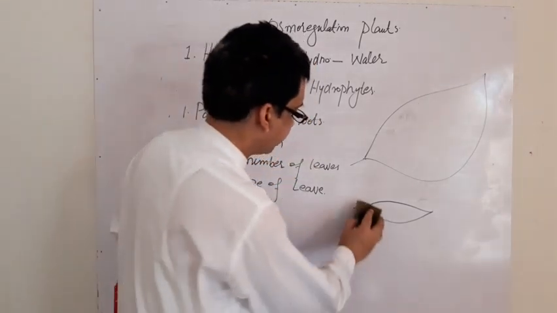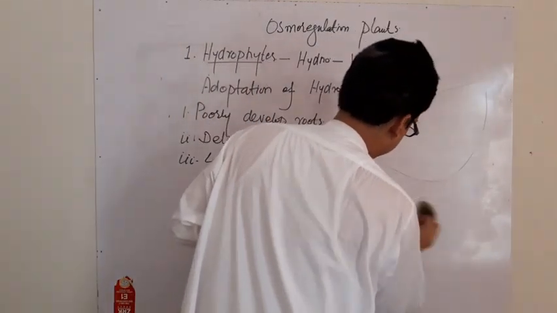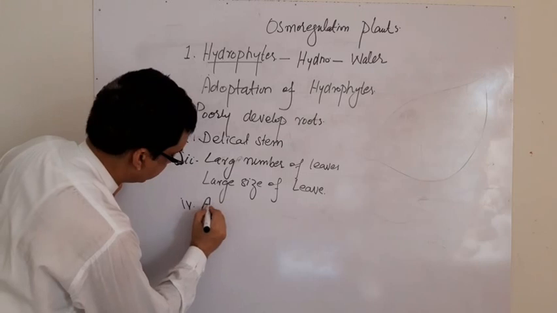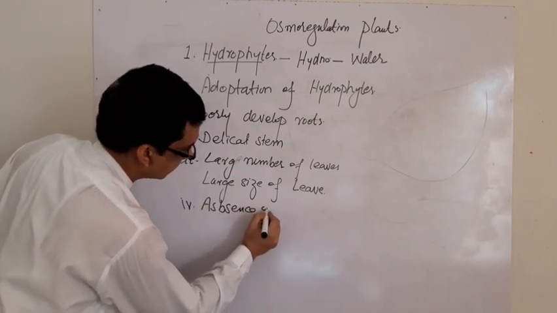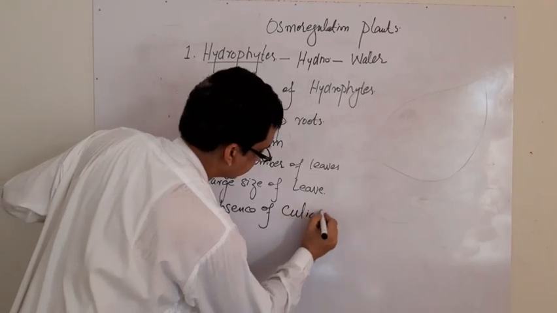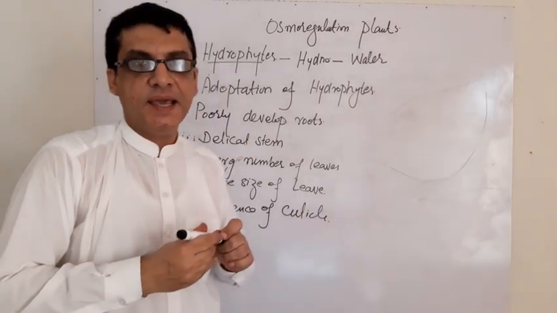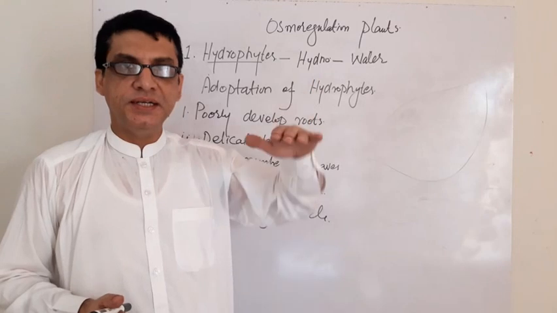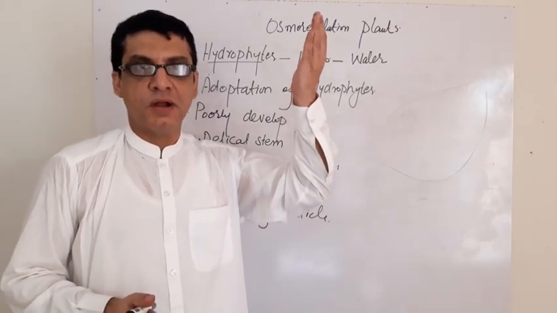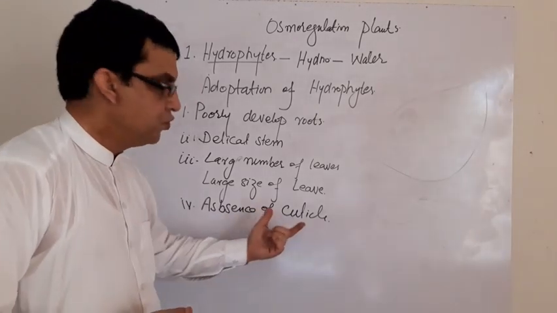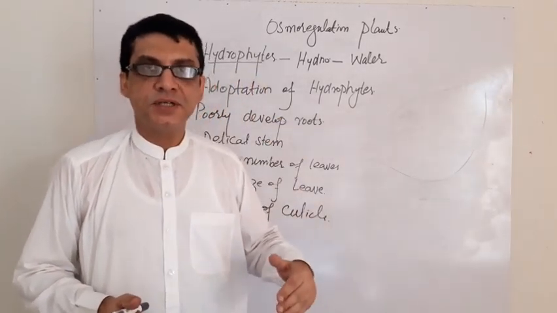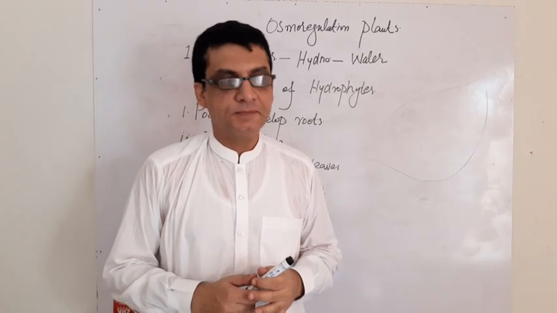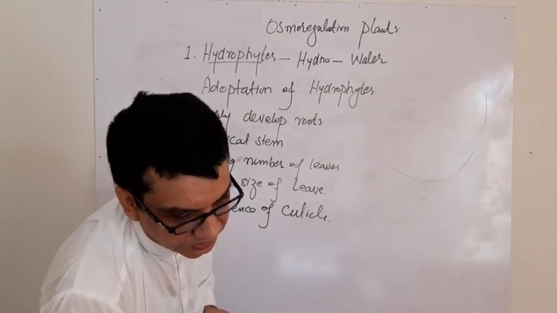The next adaptation of hydrophytes is the absence of the cuticle. The cuticle is a waxy layer above the leaf, and it prevents transpiration; it decreases the evaporation of water from the plant. In these plants the cuticle is absent. If the cuticle is absent, there will be more transpiration of water, so the excess water will be transpired. So this was the next adaptation.